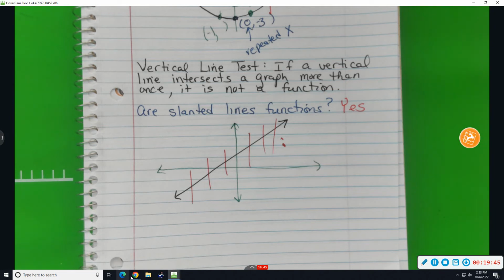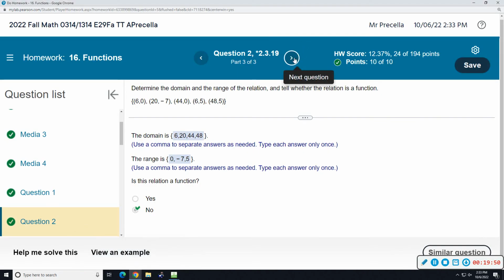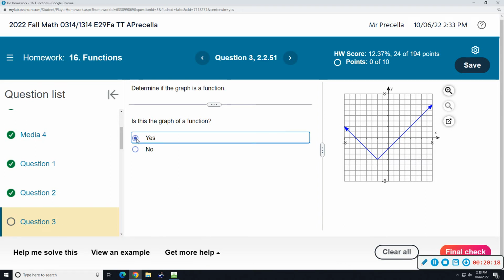Now, let me start back doing problems. Number 3. It's a V-shaped figure, and it asks, is this a function? Yes. Notice, can y'all see all the vertical lines intersecting it? None of these vertical lines intersect it more than once. And so, is this graph a function? Yes. It's a function because the vertical lines only intersect it once.